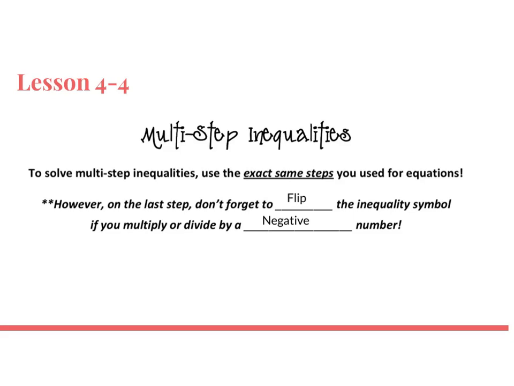And just a final reminder, so basically to solve multi-step inequalities, use the exact same steps you would for solving equations. However, on the last step, don't forget to flip the inequality symbol if you have multiplied or divided by a negative number. And that's really important. Only flip that inequality if you've divided both sides by a negative or multiplied both sides by a negative number. If you multiplied or divided by a positive, no need to flip the inequality.